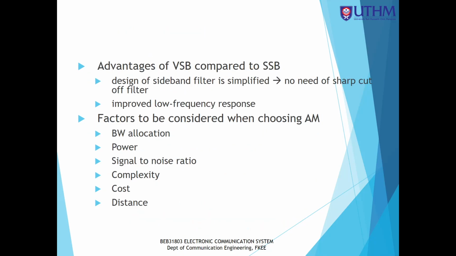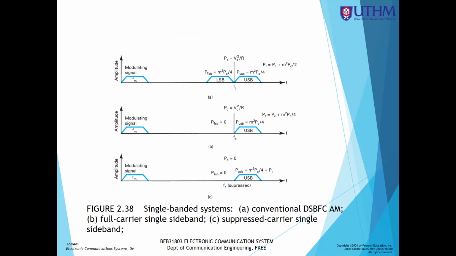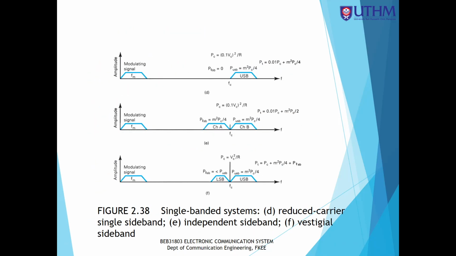I skipped this one, I want to show this picture for the vestigial sideband. In the picture below, in terms of power amplitude, the amplitude of PUSB is larger than the PLSB.